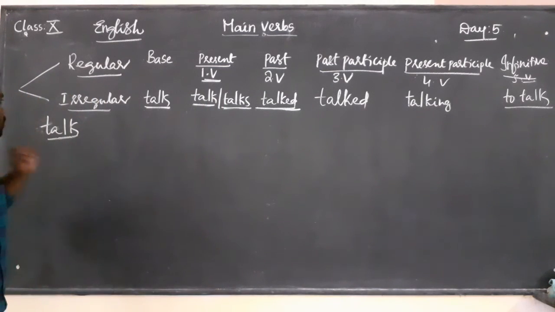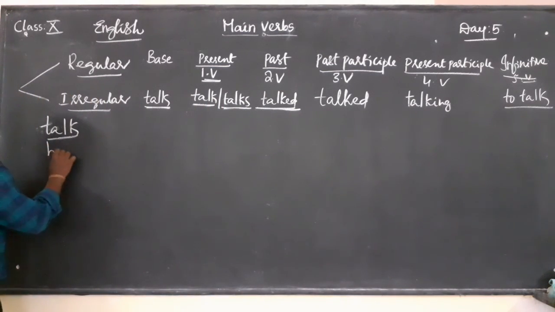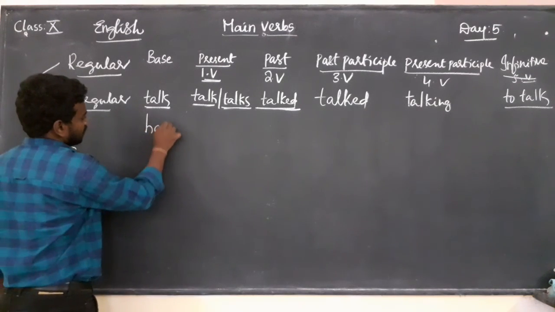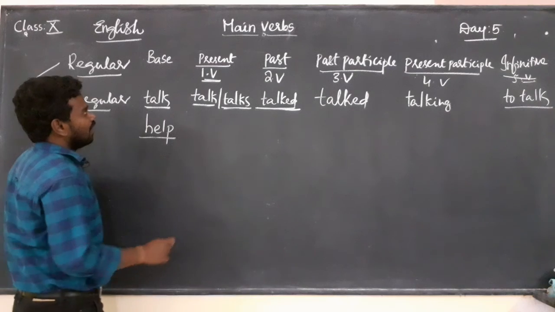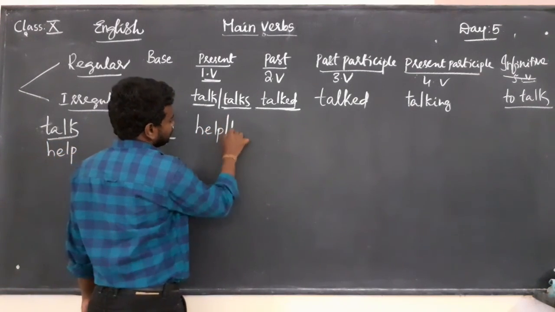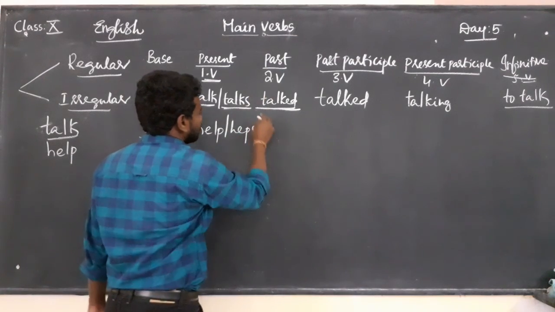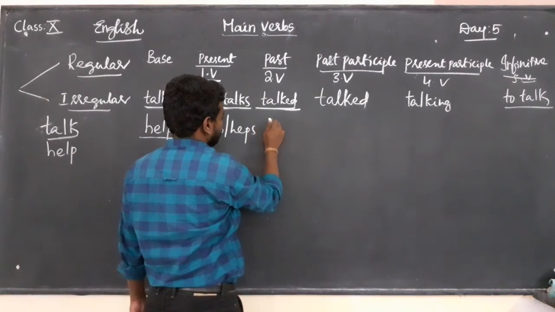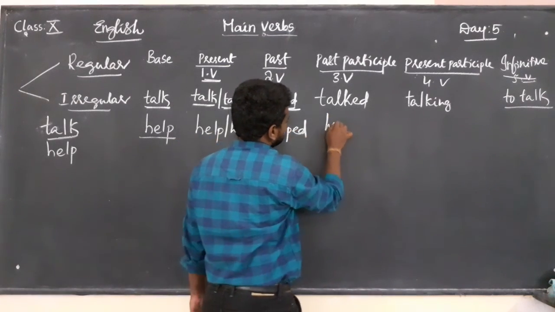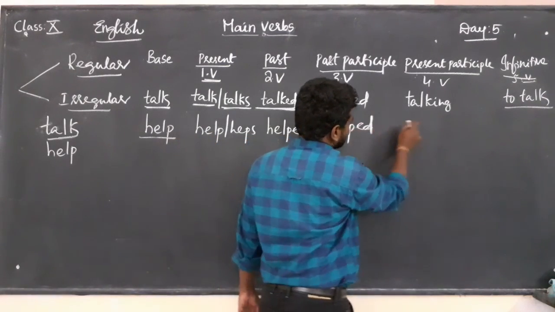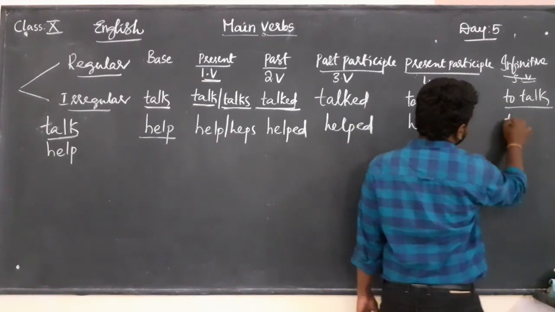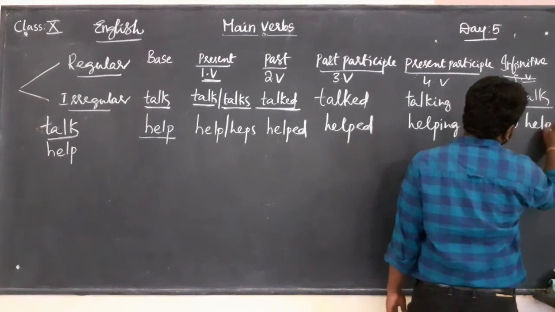Let me take another verb: help. What is the base form of help? The base form is help. And what is the present form of help? We can say help or helps. What is the past form of help? We can say helped. Past participle helped, present participle helping, and infinitive form to help.